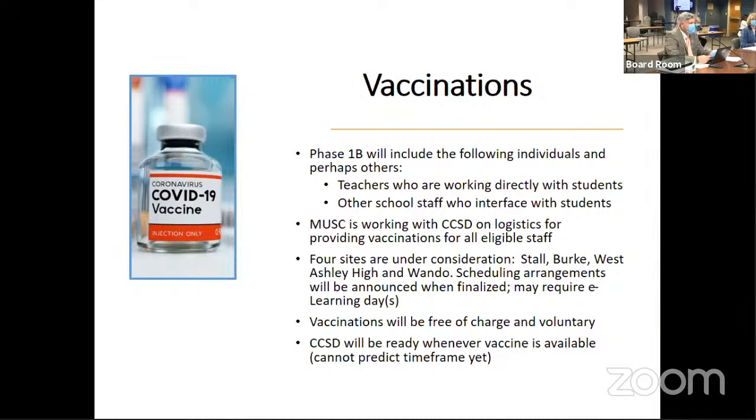So the execution of it would include staffing from the district in support of MUSC, who would deliver the vaccines to our personnel. And we expect that to be free and voluntary. And whenever it does become available, we believe that we could execute that relatively quickly, within a couple of days of receiving the information that we can get those vaccines. We would obviously have to do this twice because we have that second phase of the vaccine between 3 and 4 weeks after the first phase.